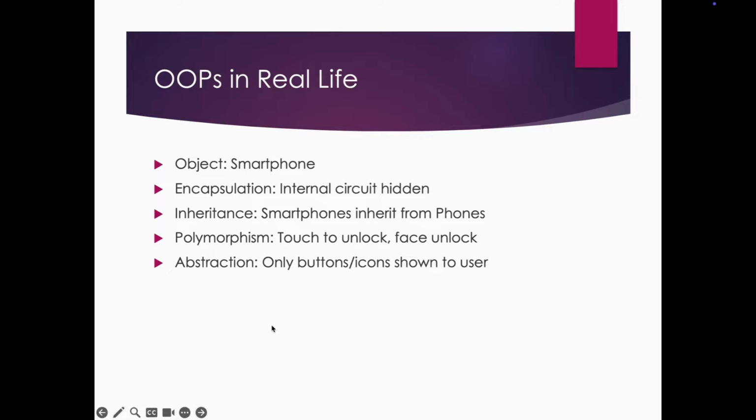So that is inheritance. And polymorphism is one name and many forms. You can unlock your phone using a touch, or you can unlock it using a face. That is polymorphism. And abstraction is only button icons shown to the user. You have the buttons and icons available on your phone, but you do not know what code is written behind them to make it work. That is abstraction, hiding the unnecessary detail.